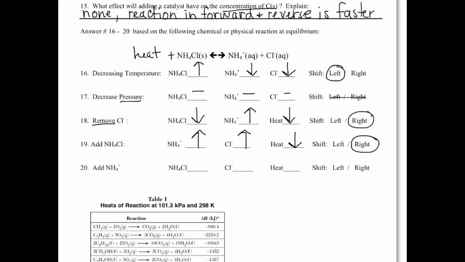And the last one, adding NH4 plus, so that's increasing this. On the same side, the opposite thing will happen, so the chlorine's going to go down. And on the opposite side, these things are opposite the NH4 plus, so they're going to do the same thing, and increase. And those things that are increasing are on the left.